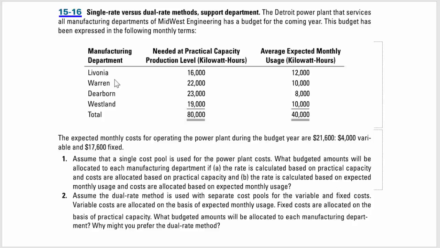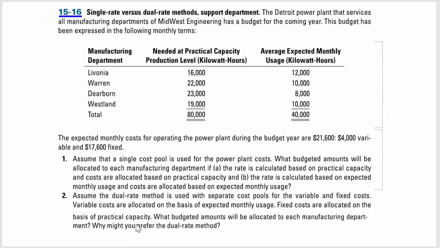Okay, so basically we have different manufacturing departments, and we have a so-called practical capacity, and also expected usage. These are different numbers. Now we have a fixed cost and a variable cost. Of course you can get the total cost easily. Part A is where we're going to apply a single cost pool, and there are two different rates we're going to use. The first one is based on the practical capacity. The second one is based on the average expected monthly usage. So that's the rate here.